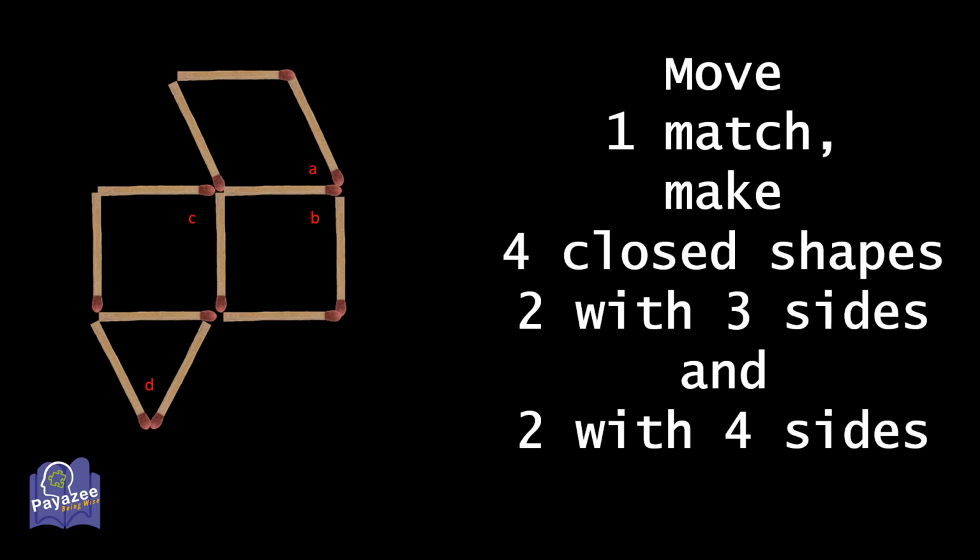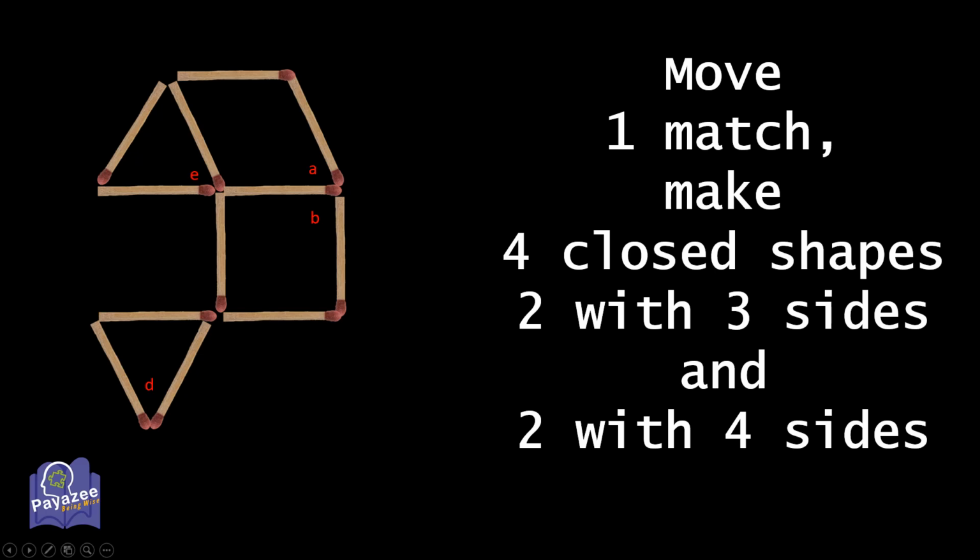So we have to move only one match. If I move this match here, then look at this shape E. Shape E has 3 sides: 1, 2 and 3, while shapes A, B and D are unchanged. So A and B have 4 sides, and E and D have 3 sides. So this is our puzzle answer.